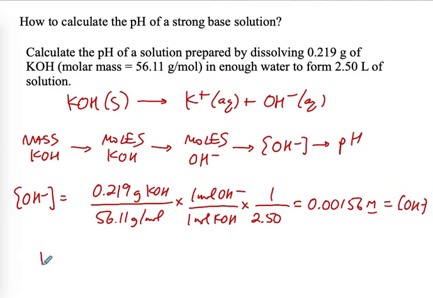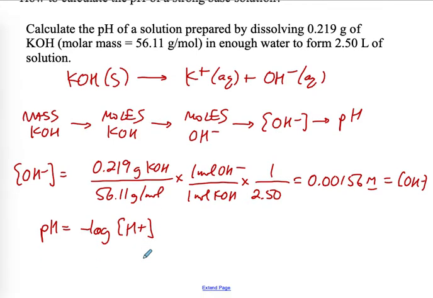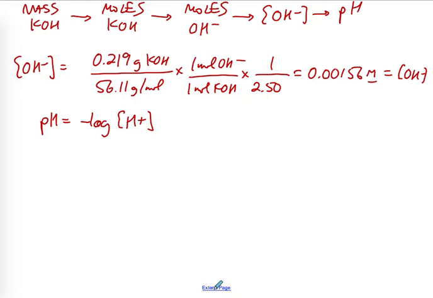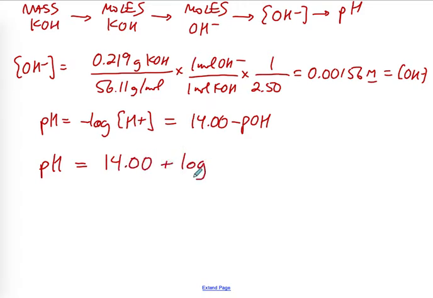Now, my pH is the negative logarithm of the hydrogen ion concentration. If you want to, you could calculate the hydrogen ion concentration and plug into that, but here's a little shortcut. We know that pH is equal to 14.00 minus pOH, but pOH is simply equal to the negative base 10 logarithm of the hydroxide ion concentration. So a short form of calculating pH when you're given the hydroxide ion concentration is pH equals 14.00 plus the base 10 logarithm of the hydroxide ion concentration.